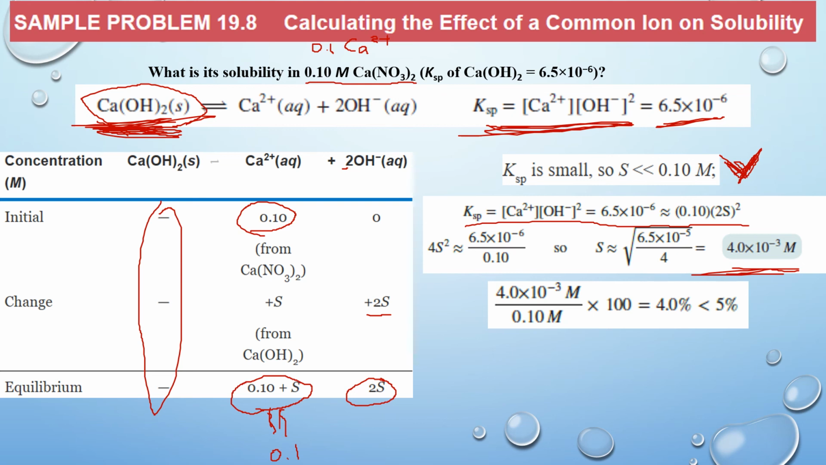From the previous example problem, we did a calculation and got 1.2 times 10 to the negative 12 from the previous problem with calcium hydroxide only. With the existence of this 0.1 molar calcium nitrate, its molar solubility decreased to 4 times 10 to the negative 3. So that's due to this common ion effect.